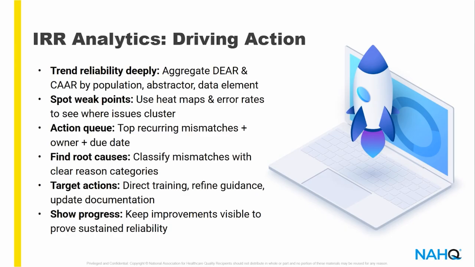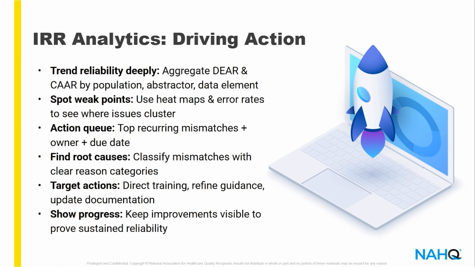Changes in rates can reveal creeping process or interpretation issues before they grow. Use heat maps or other visualizations so that you can see where the most commonly mismatched elements are, turning your IRR into a diagnostic tool. Then translate those insights into an action queue. Make a short list of the top recurring mismatches and assign an owner and a due date. This keeps follow-up visible and prevents issues from stalling.